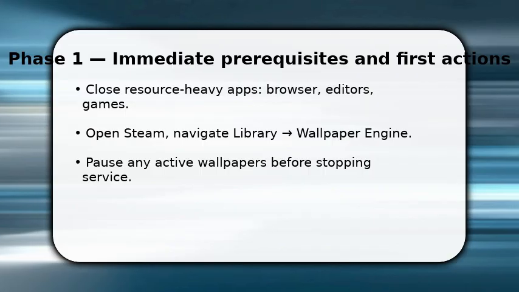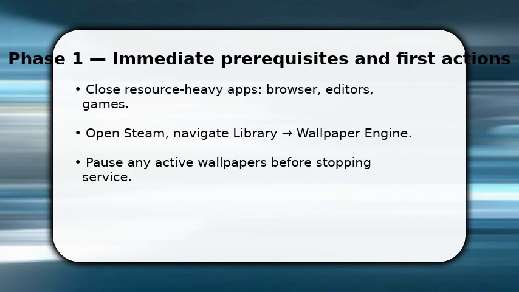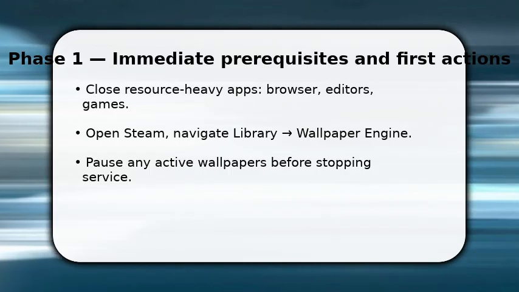Once there, pause or stop any animated wallpaper from the in-app controller so files aren't locked. This first step prevents file corruption and gives you control. Once paused, make sure Wallpaper Engine is not rendering in the tray before moving to termination.